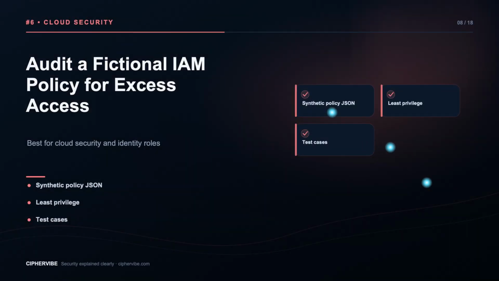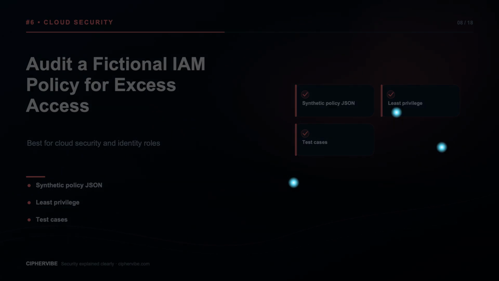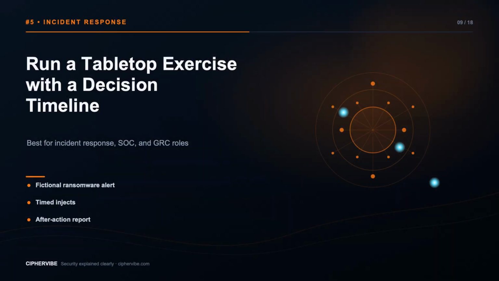Project 6 is an identity policy review using synthetic JSON. Project 5 is a tabletop exercise. Use a fictional ransomware alert and reveal 3 timed updates, one endpoint, a suspicious account, and an unavailable backup. Record what you would verify, who you would notify, and which decision must wait for evidence. Publish the timeline and after-action report. This safely demonstrates coordination without executing malware.